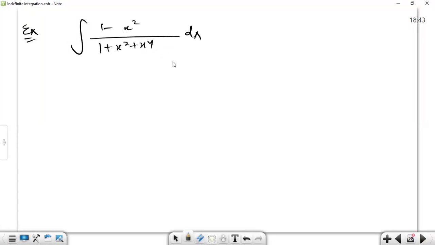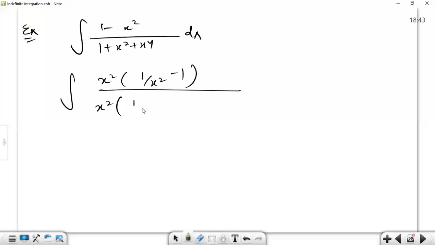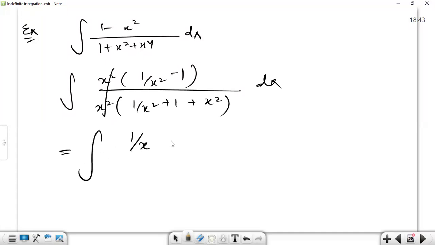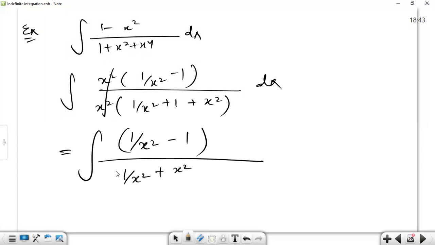This is the question. Now earlier, as we have discussed, we will first divide the numerator and denominator by x². We'll take it common: 1 by x² minus 1 in the numerator, and in the denominator 1 by x² plus k plus x², dx. So now we have (1 by x² minus 1) upon (1 by x² plus x² plus 1) into dx.